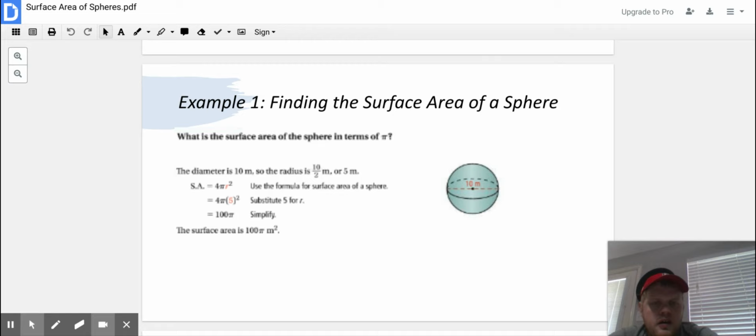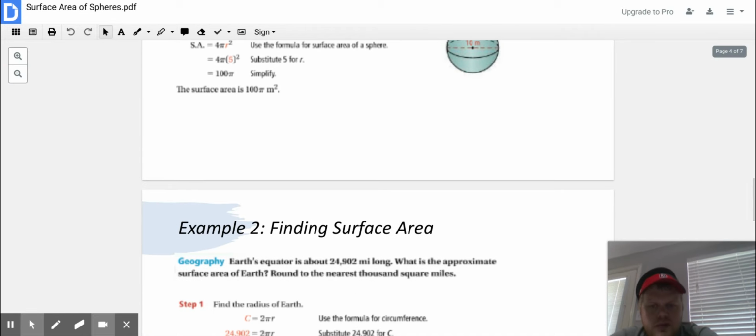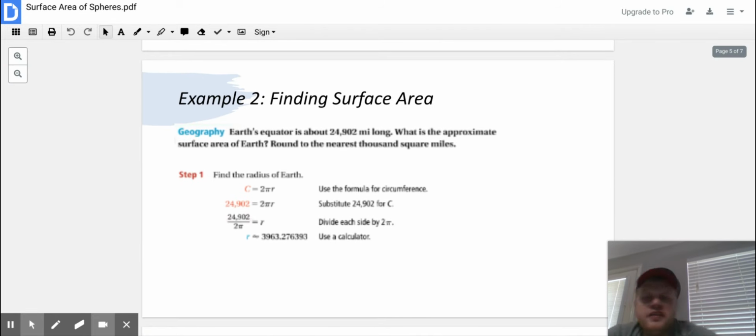Okay? All right. Example 2, finding surface area. The Earth's equator is about 24,902 miles long. What is the approximate surface area of Earth? And round to the nearest thousandth square miles.